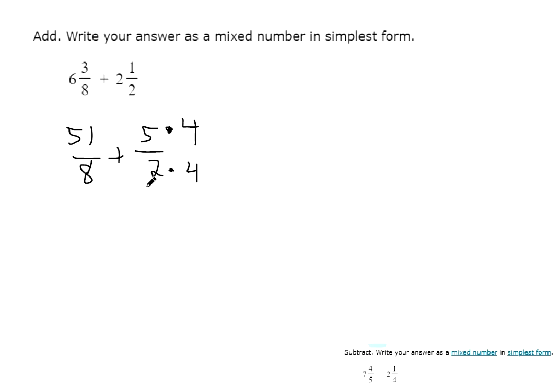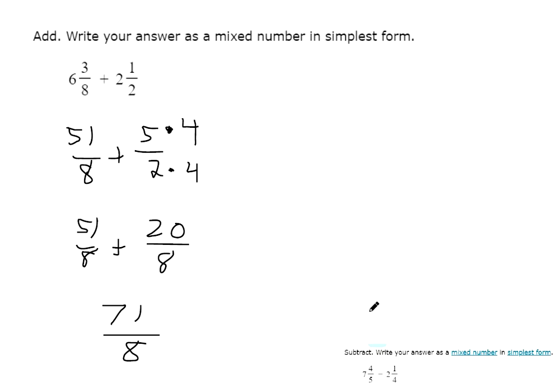It's unbalanced. And I didn't pick 4 out of thin air. I picked 4 because I was thinking about making the denominators equal each other. And I knew that 2 times 4 would make 8. Don't have to mess with this one at all. That stays as 51/8. And over here, 5 times 4 makes 20, and then 2 times 4 makes 8. Now they have common denominators. Now they can communicate with each other. We can just add the numerators. 51 plus 20 makes 71. And that's our final answer in improper fraction form.